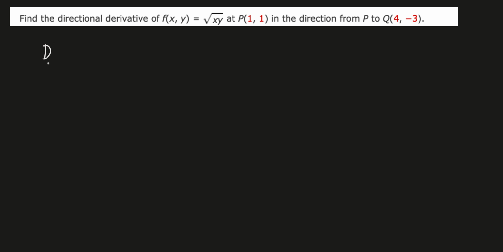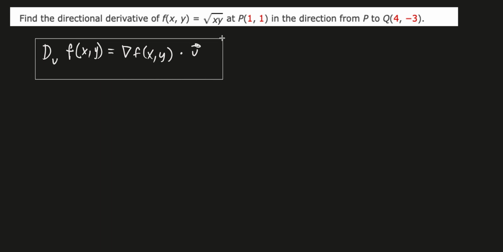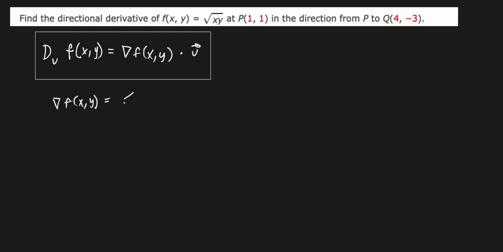So we have a derivative in the direction of u. Now you don't know what u is yet, but we'll see what that is. Of f xy. This is just simply equal to the gradient of our function xy dot product with the unit vector. It's a very important formula here. Now let's go ahead and figure out the gradient. That's just the composition of our partial derivatives.